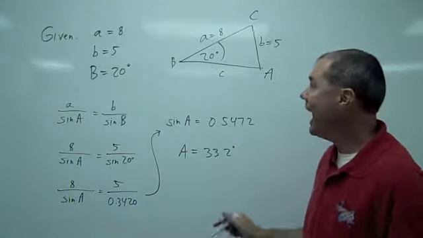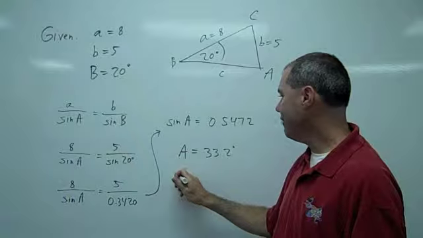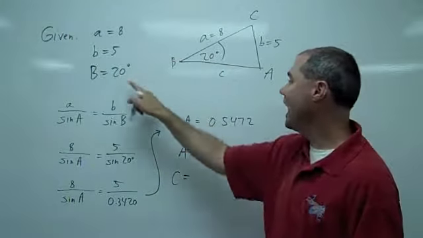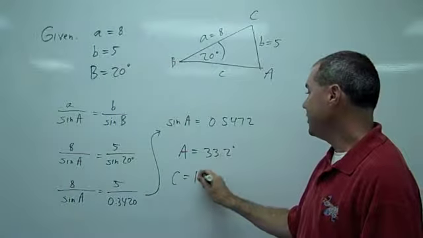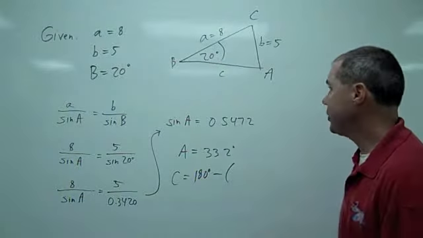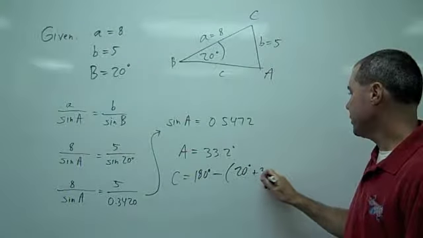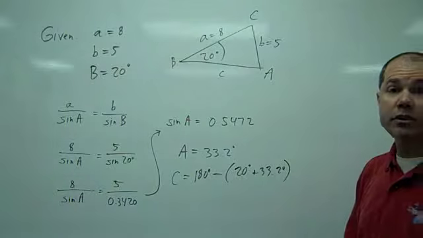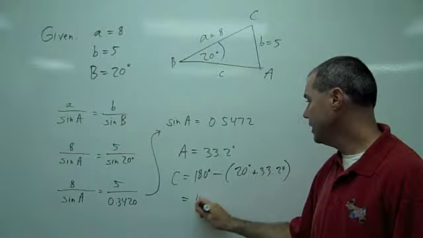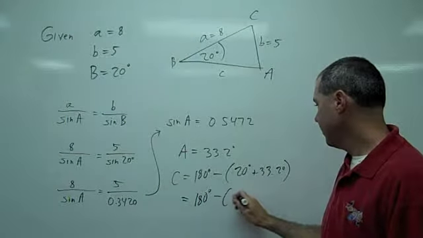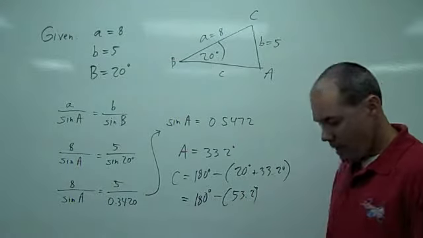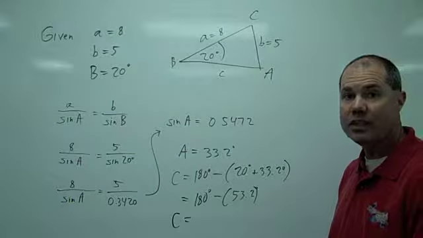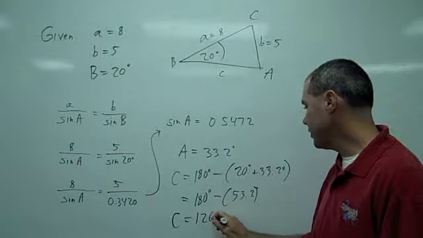To find angle C, because we have B, you take 180 degrees minus the sum of A and B. So C is 180 degrees minus 20 degrees plus 33.2 degrees. 20 plus 33.2 is 53.2. And then when you work that out, you get angle C is 126.8 degrees.